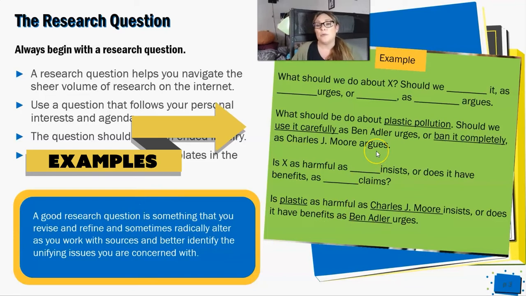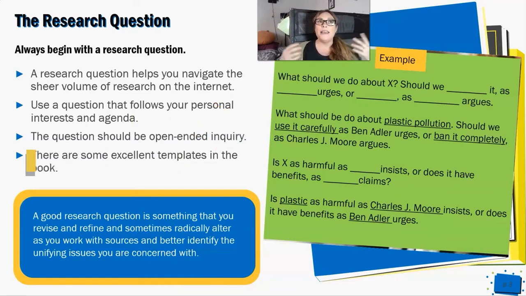So here's two examples that I put together. What should we do about X? Should we blank it as so-and-so urges, or should we blank as so-and-so urges? And so I did this on Adler and Moore. What should we do about plastic pollution? Should we use it carefully as Adler suggests or urges, or ban it completely as Charles J. Moore argues? Now you have somewhere to go, right? In your research, you can talk about using plastic carefully and banning plastic completely, and look at those two things and start your research there.